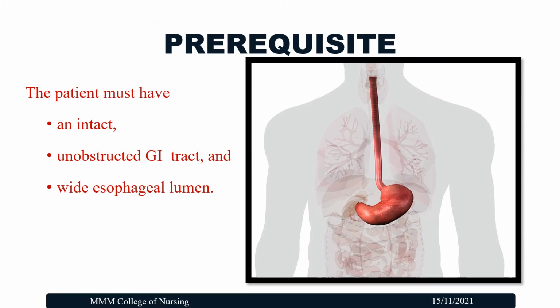Now let's look at the prerequisite for a PEG insertion. The patient must have an intact, unobstructed GI tract, and the esophageal lumen must be wide enough to pass the endoscope for this.